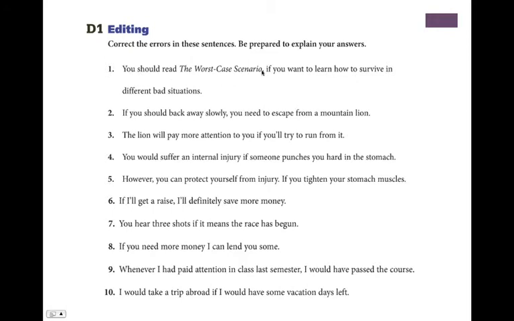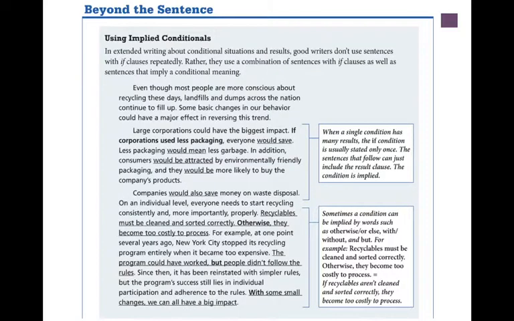When the result clause, the independent clause, comes first, then don't put a comma. Only put a comma after the dependent clause. When you try these exercises, check your answers after you're finished. Check your answers with the answer key.